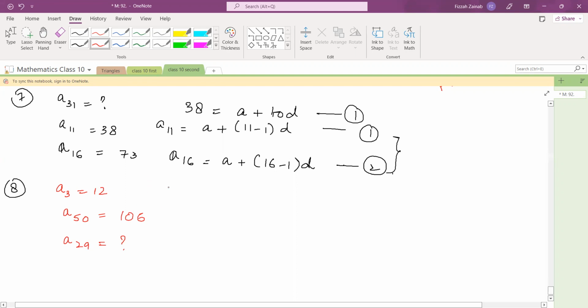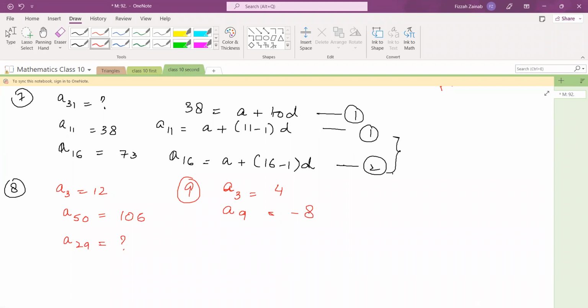Now, 9th question. If the third and the 9th term of an AP are, again, 2 terms are given, right? So A3 is given, that is 4. A9 is given, that is minus 8. Which term of this AP is 0? So first of all, you have to find a and d, right? Now you solve it, Harsha, right here, and find a and d first of all.